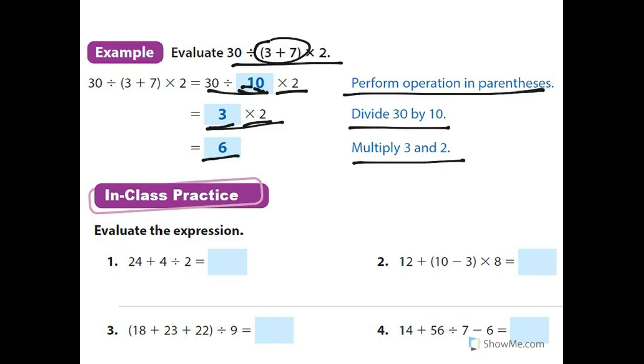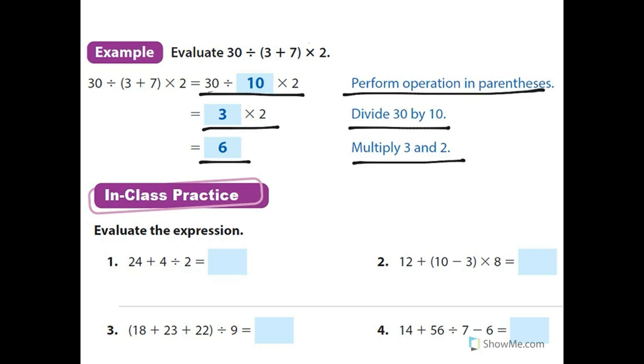I want you to notice, let me erase this so it can be clear. I want you to notice that each time we're bringing everything down. We're doing one step at a time and bringing everything down.